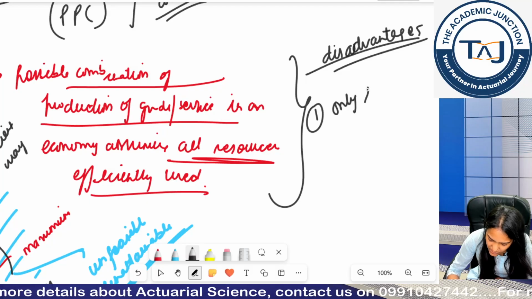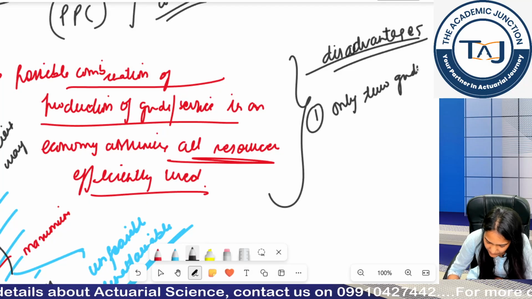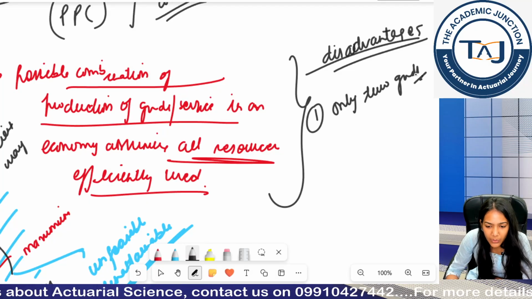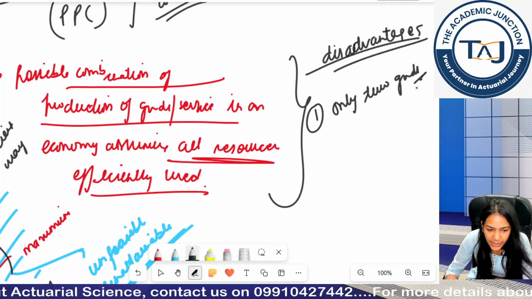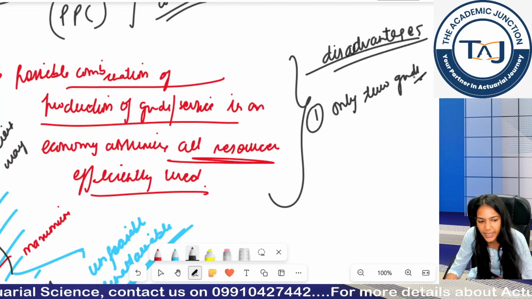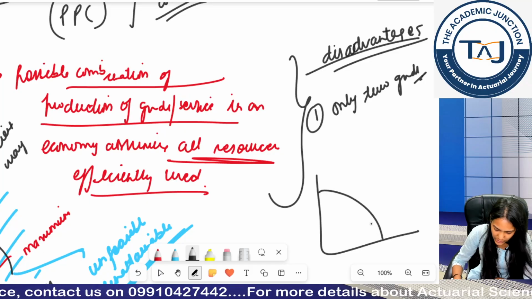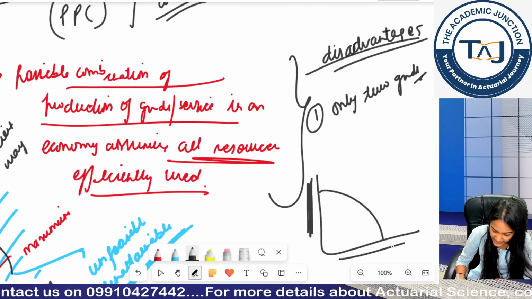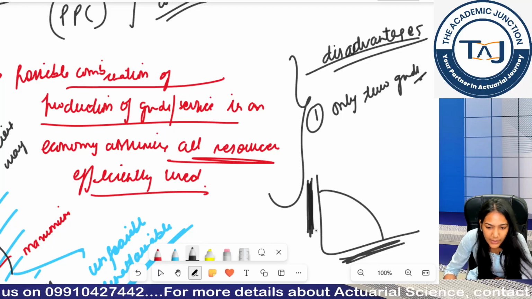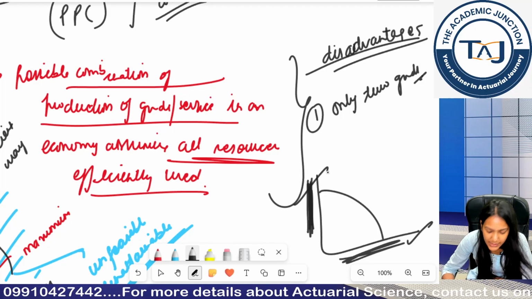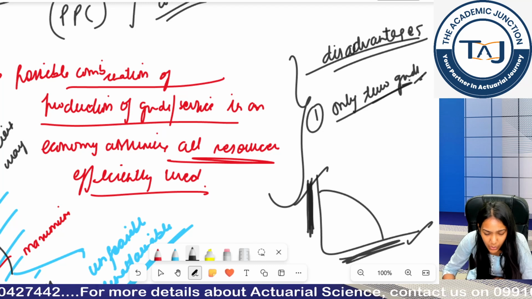The first one is that there are only two goods in the economy. We can only produce two goods, but that is not true. We can produce a large variety of goods and services, but in the PPC we can only assume two goods: this x-axis and this y-axis. We assume good A is here, good B is here. That's why we are only producing two goods.